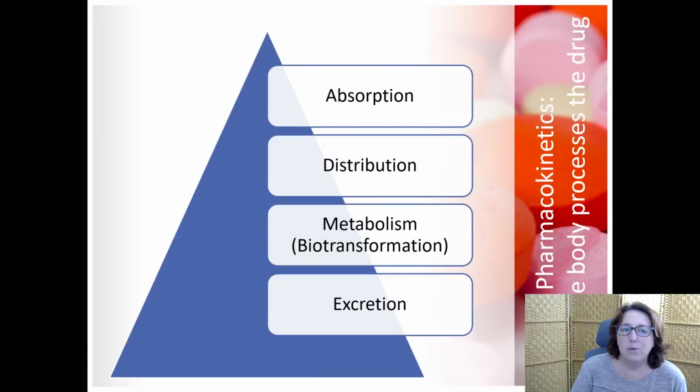Okay, so let's go through the four main parts of pharmacokinetics. So we have what I remember as ADME. Absorption: this is getting the drug into the system. Distribution: getting the drug to the target organs. Metabolism, also called biotransformation: making the drug active. And excretion: the process of getting the drug out of the system.